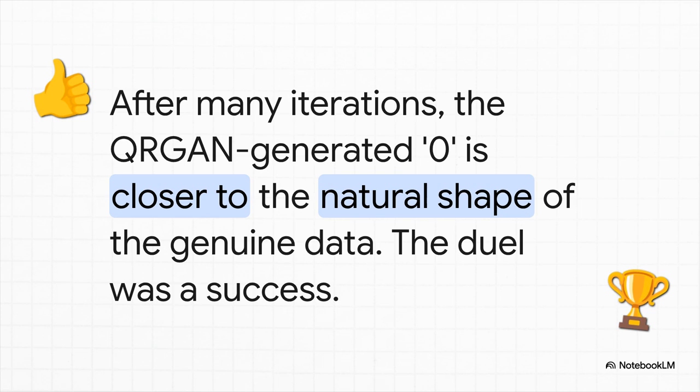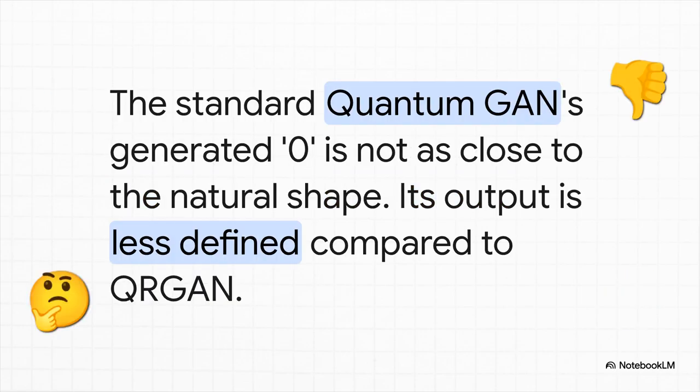After 500 rounds of that forger detective game, the new QR-GAN model produced a zero that was clear, well-defined, and looked a lot like the real thing. That adversarial training process clearly worked. Now, what about its purely quantum rival? The standard QGAN, without that classical detective helping it out, really struggled. The image it produced was blurry, less defined. You can tell it's supposed to be a zero, but it's not nearly as sharp. It shows just how valuable that hybrid feedback loop really is.